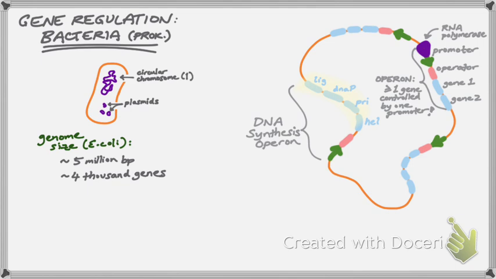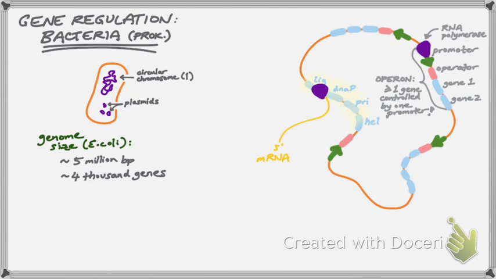Now, what's going to happen is the RNA polymerase is going to start at the promoter, as you'd expect. By the time it gets to the end, it's going to have made one long mRNA transcript. No capping, no tailing, no splicing required.